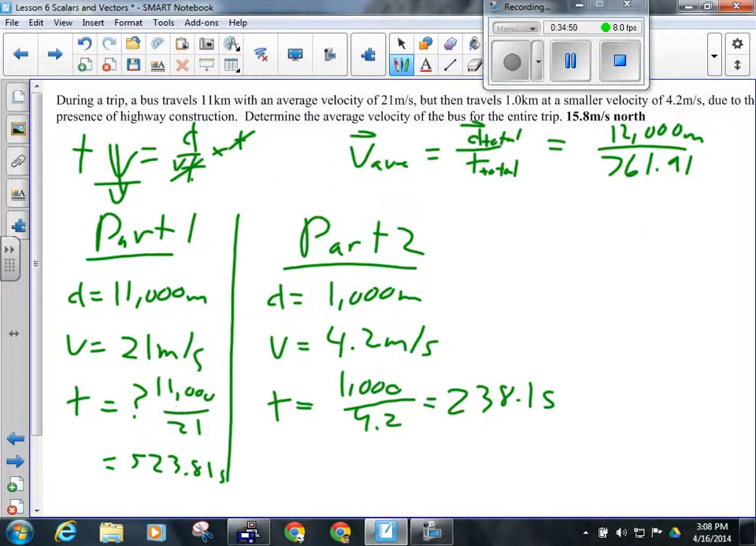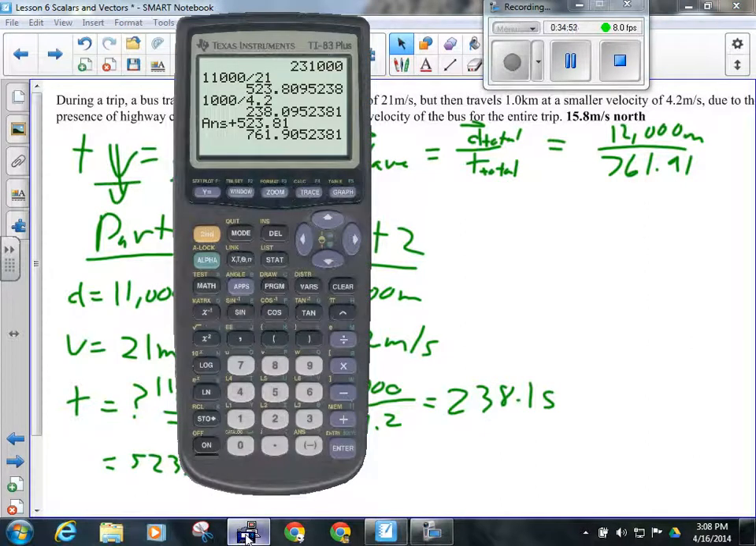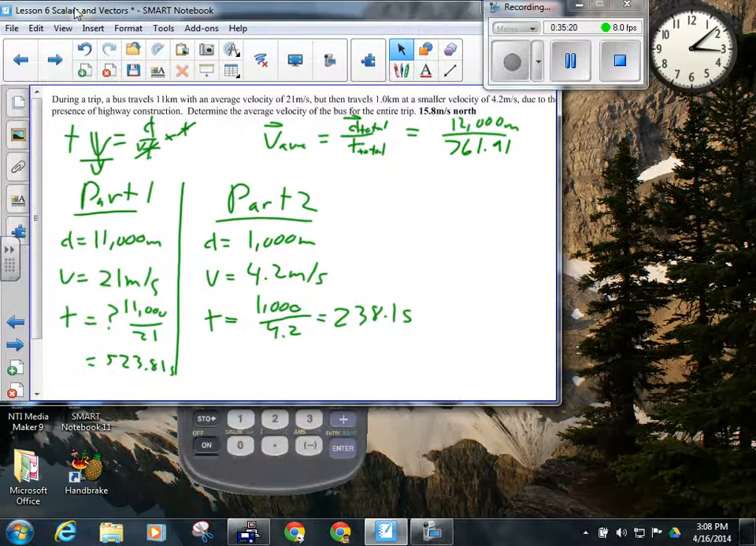Now I'm going to do this operation to figure out my average velocity. 12,000 divided by the answer I calculated before gives me 15.8 meters per second north. I probably didn't keep all my decimals when I did that, because that should be 15.7 according to my rounding. But everyone follow me on that one? If you have something with two parts, you've got to find your total distance and your total time. Okay, keep going there, guys.